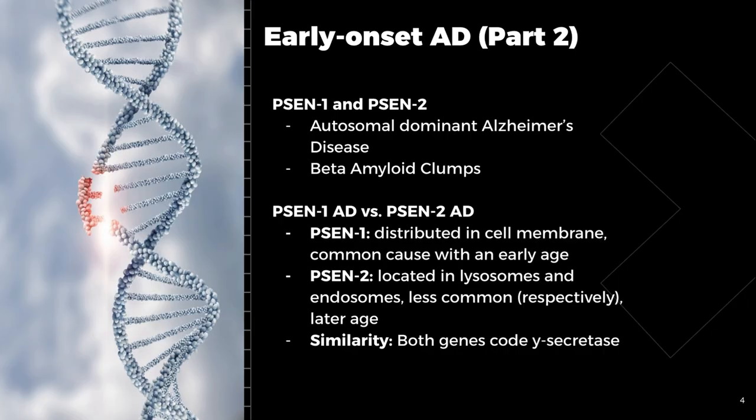It usually causes Alzheimer's at an earlier age and is more common than PSEN2 mutations, which are in endosomes and lysosomes, and cause Alzheimer's at a later stage. There are over 150 PSEN1 mutations that have been identified. Symptoms can appear at around 30 years old.